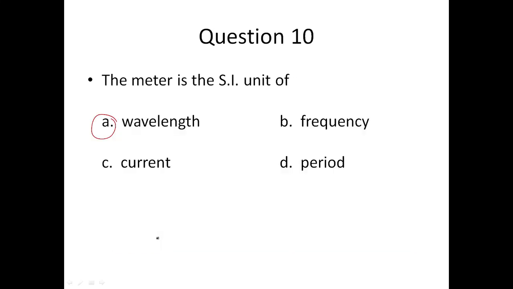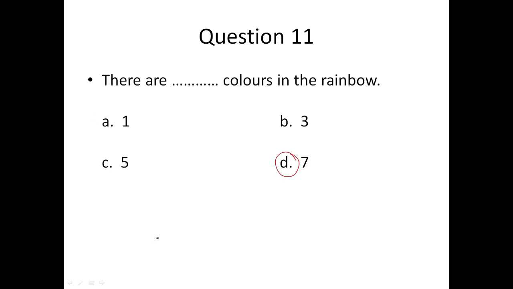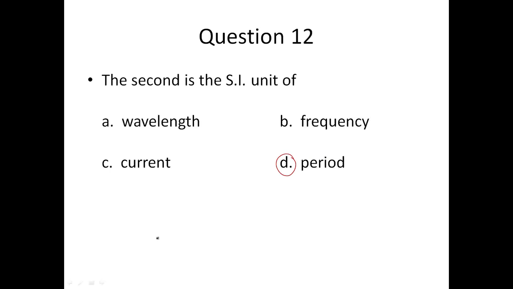All right. So the meter is the SI unit of a wavelength. So depending on the options here, the meter would be for the wavelength. That would be the SI units, right? Then we have, there are dash colors in the rainbow. There are 7 colors in the rainbow. The second is the SI unit of the period, because the period deals with time.